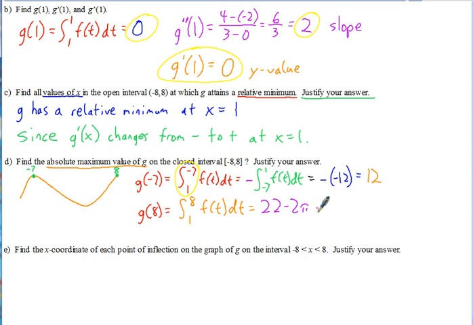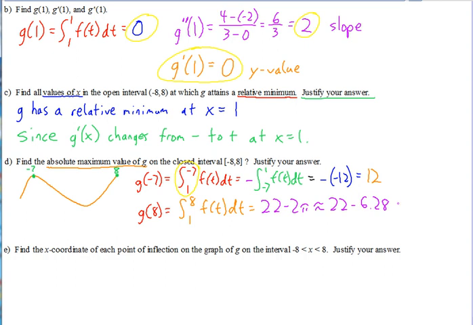Then we just have to compare which of these is bigger, 12 or 22 minus 2 pi. If you approximate pi to be about 3.14 times 2, that would be approximately 22 minus 6.28, which you can see would be a little less than 16, but that's still greater than 12. So our maximum value refers to the y-value.